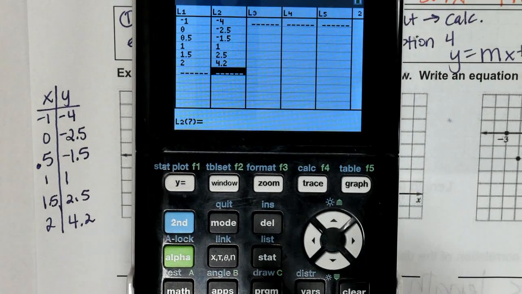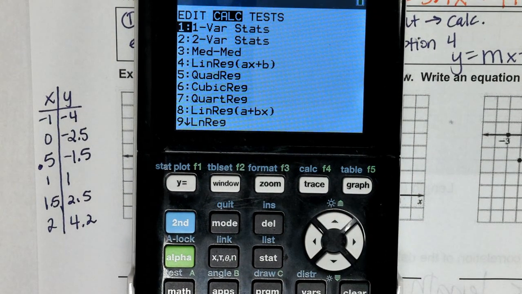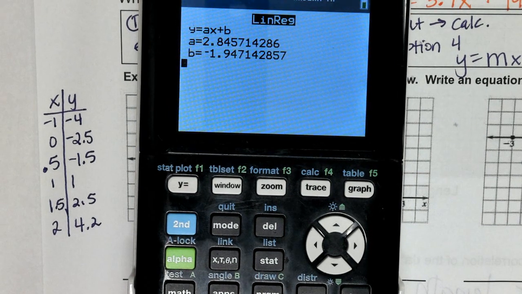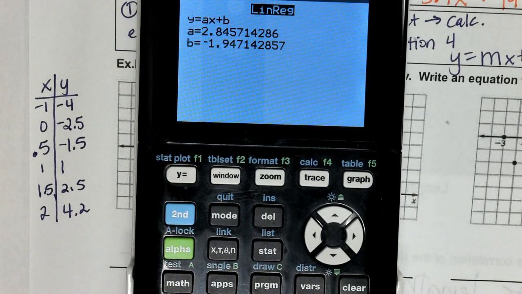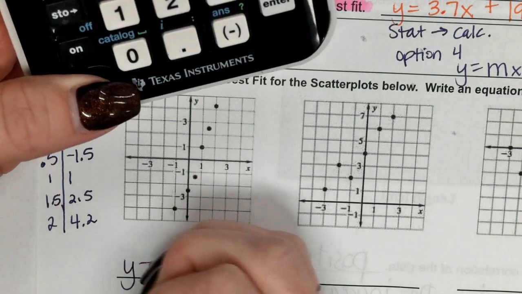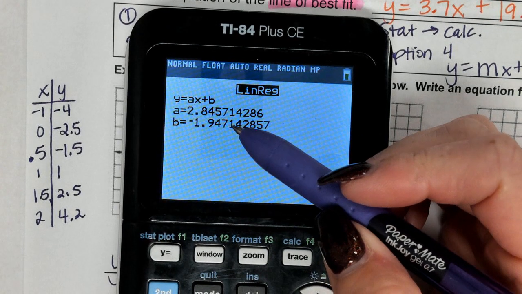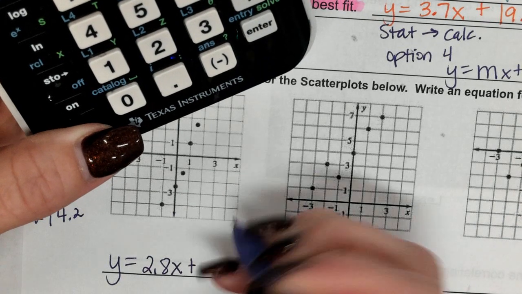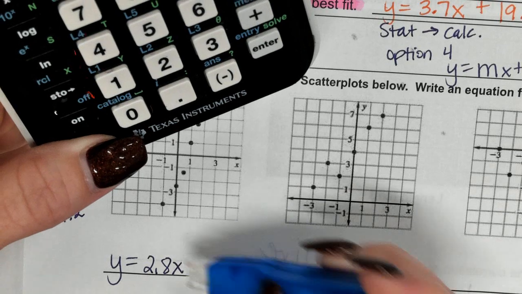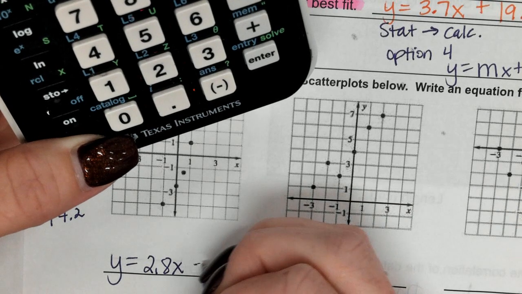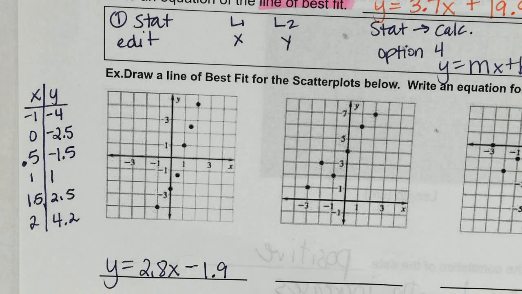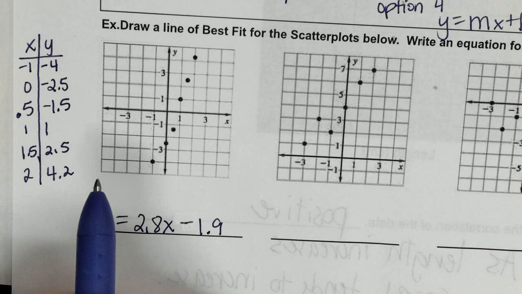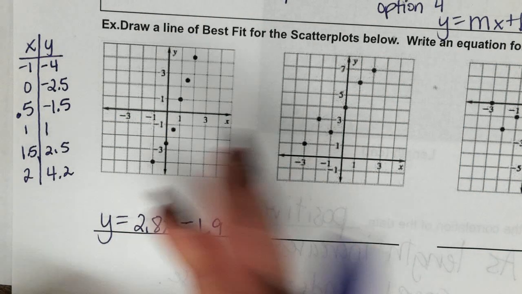Now what do I do? Stat calc, option 4, because we're looking for a linear line of best fit. And my equation, let's round to the tenths place. So y equals, how would you round this? 2.8x plus, minus 1.9. Yes? And then you could draw that line on the graph if you wanted to by going to y equals, typing it in, but we're good.